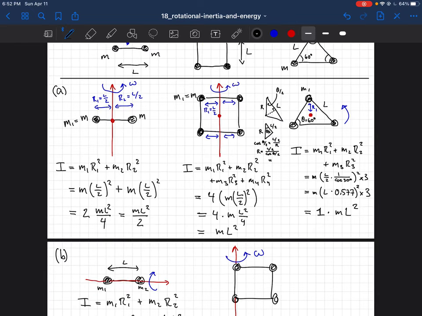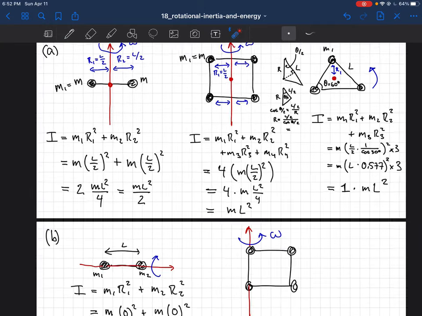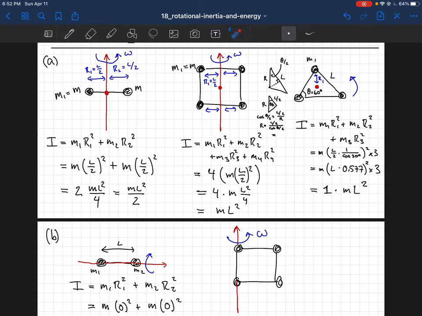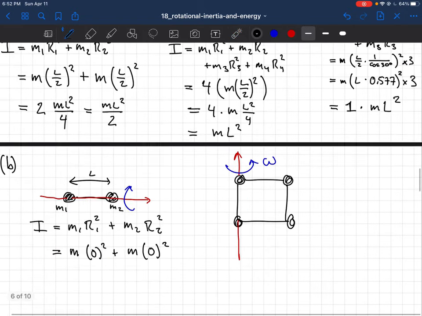Do you think that this case will have a larger moment of inertia or a smaller one than this one up here? So you can see that there's going to be two masses that contribute zero to the moment of inertia, whereas this one had four masses that contribute to the moment of inertia. But these two masses are going to be further away than each of those were. Well, let's see what happens.